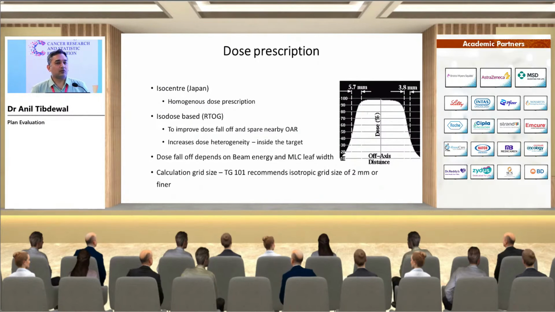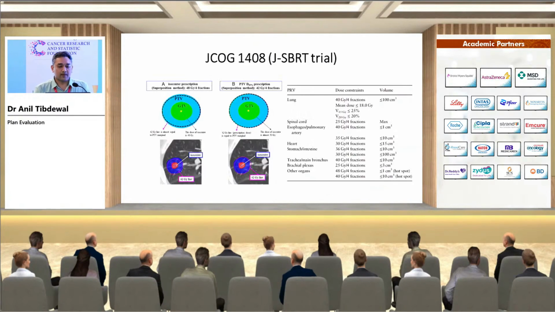Now, these are the two isodose based prescriptions. The first one is the isocenter prescription, which is commonly practiced in Japan. It is a homogeneous dose prescription. The other is the isodose based prescription, which is commonly used by the RTOG to improve the dose fall off and increase the dose heterogeneity inside the target. Now, this is an ongoing Japanese trial, because they have used 48 gray in 4 fractions, and the current experimental arm is 55 gray in 4 fractions for the dose escalation.